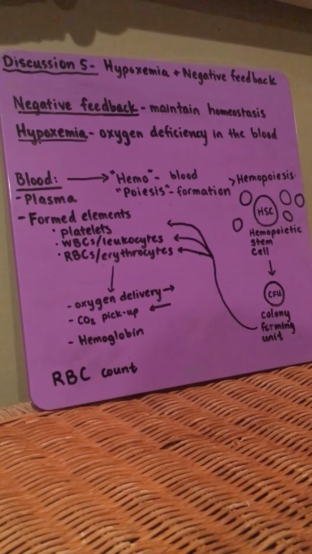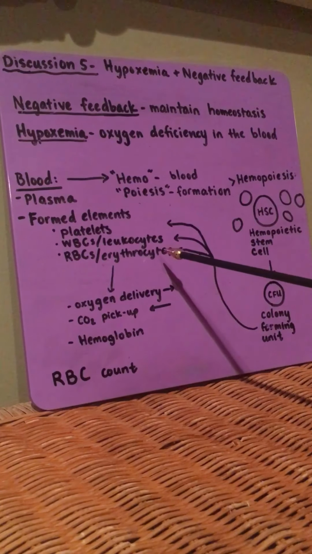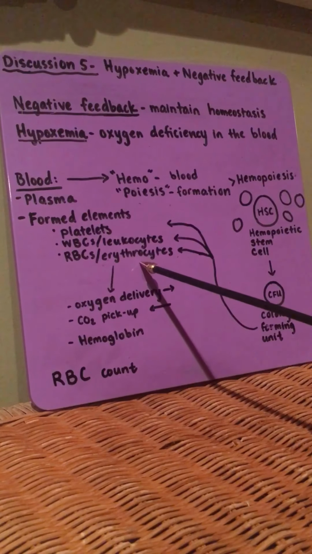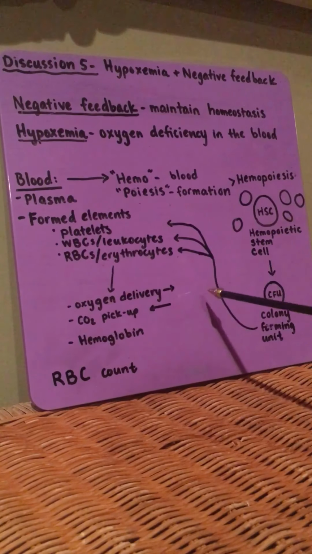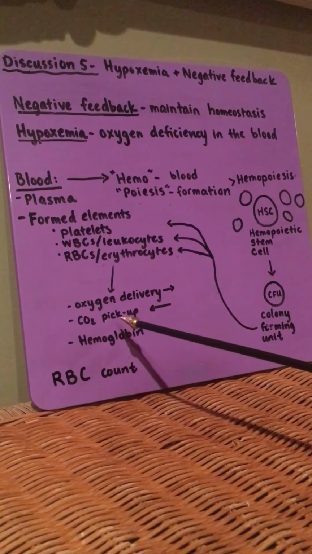HSCs multiply to maintain a small but persistent population in the bone marrow, but some go on to become a variety of more specialized cells called colony-forming units, or CFUs, which will then produce one or another class of formed elements. For the purpose of this discussion, we will be focusing on red blood cells, or erythrocytes. Erythrocytes have 2 main functions: delivering oxygen from the lungs to the rest of the body, and bringing carbon dioxide back to the lungs to be exhaled.